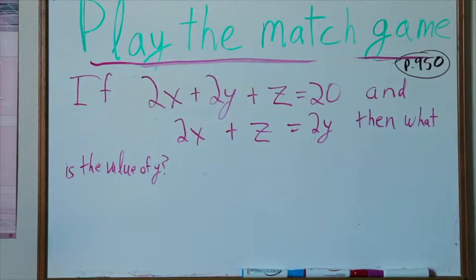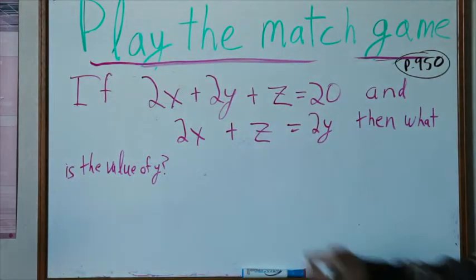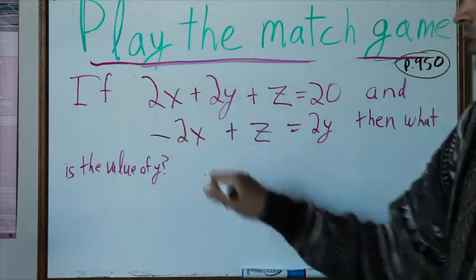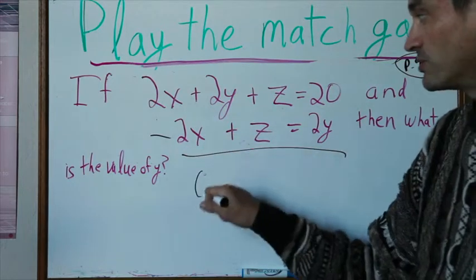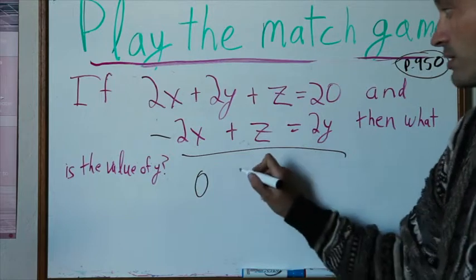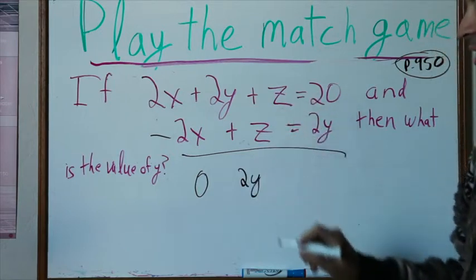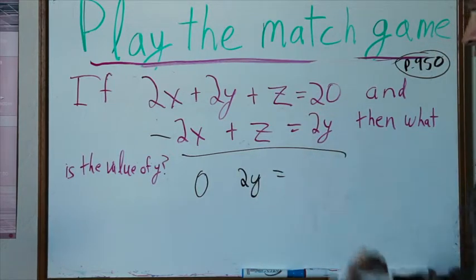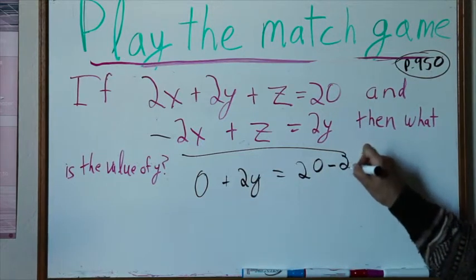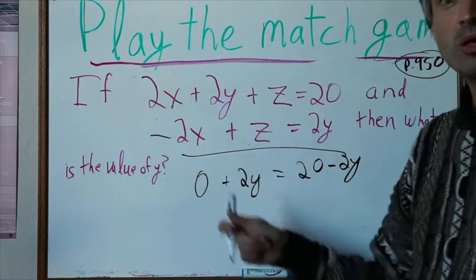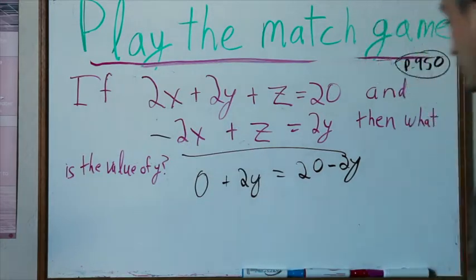Yet all you have to do is play the match game. In this case, let's try doing row 1 minus row 2. 2x minus 2x cancels to 0. 2y comes straight down. Z minus z cancels. And on the right side, we have 20 minus 2y. So I simply did row 1 minus row 2.